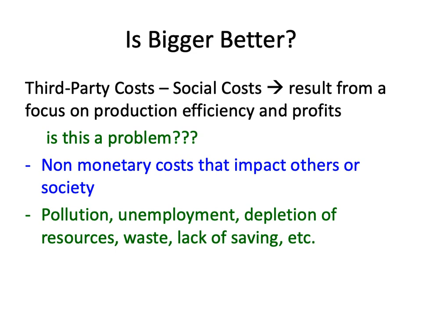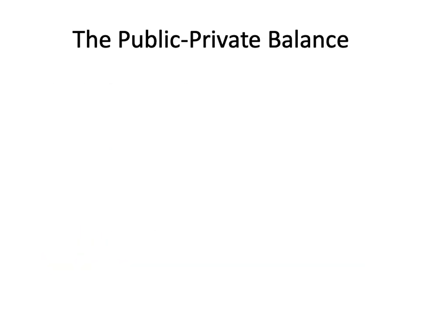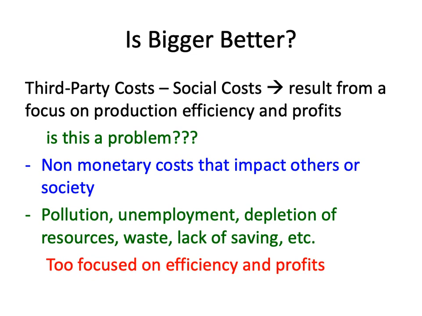All of these types of things, pollution, unemployment, depletion of resources, waste, lack of saving, etc., are costs that other people, and you as well, may bear from this transaction. And so if we are too focused on efficiency and profit, we may lose sight of some of the things that we are going to destroy, which might be pollution and other such things. As we discover new things that are happening to our environment, as we discover new things that are happening to our planet, we may have to stop thinking about trying to be more efficient.